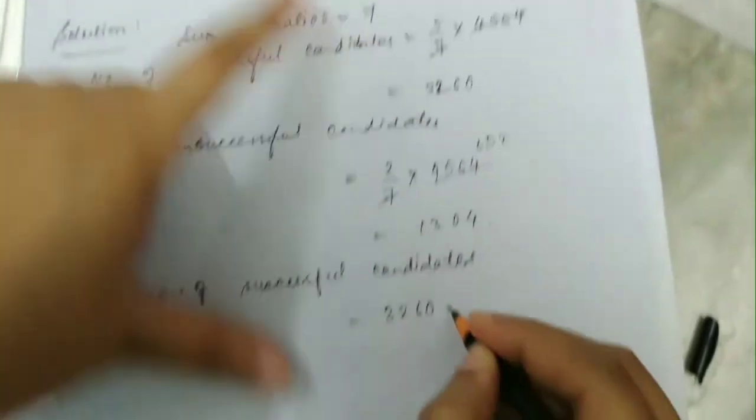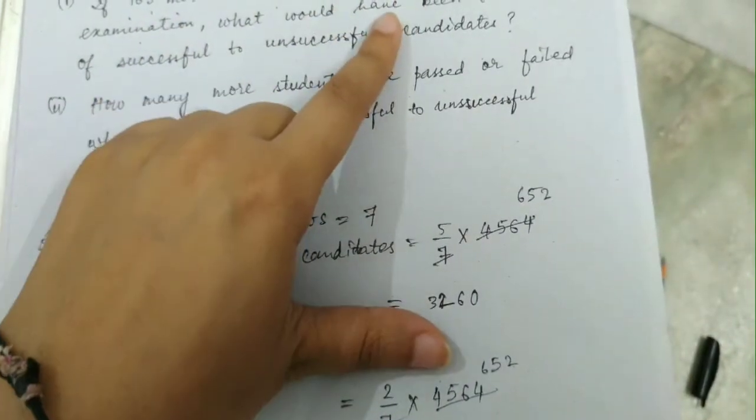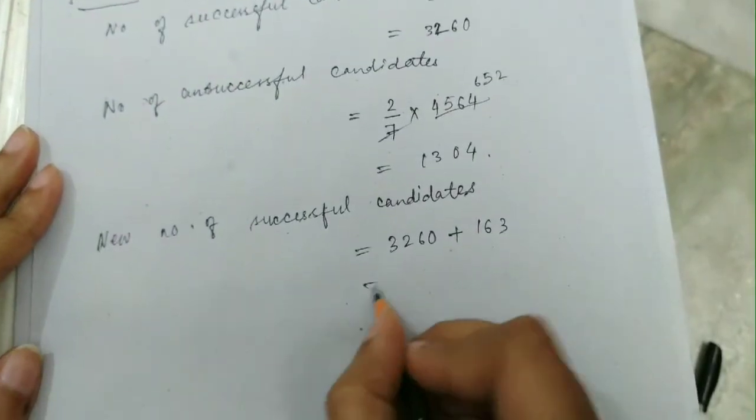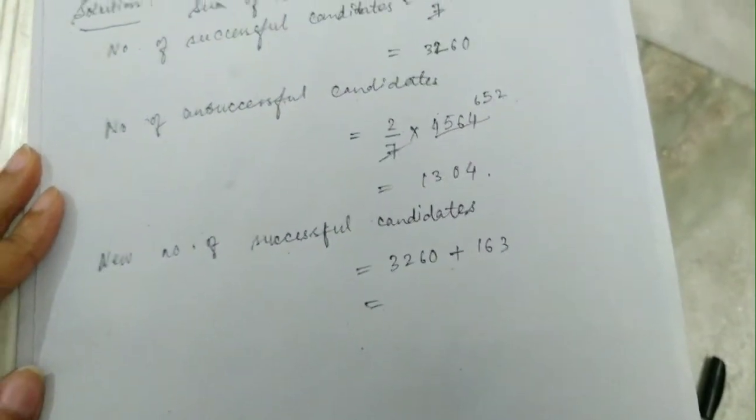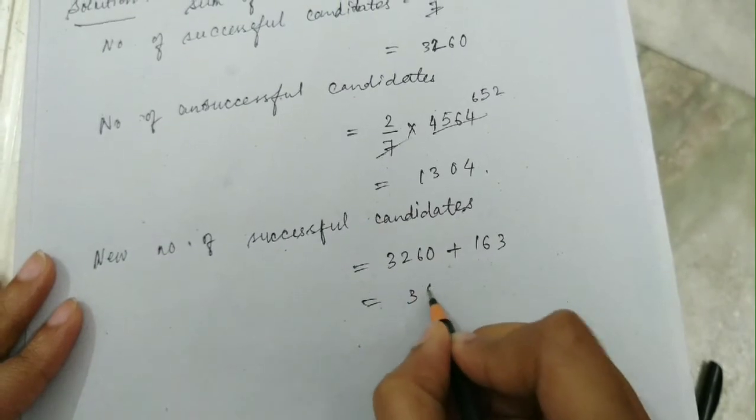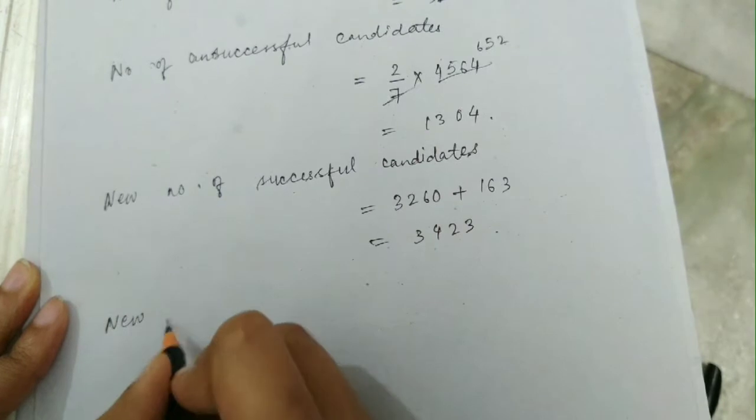So now the new number of successful candidates is 3,260, this number plus 163, since 163 more candidates passed in the examination. So that is 3,423.